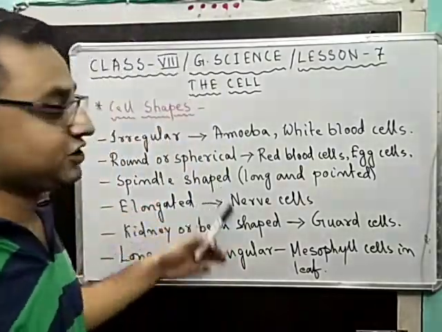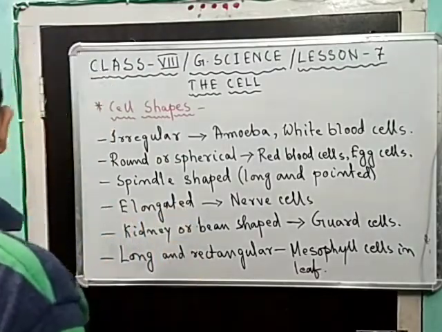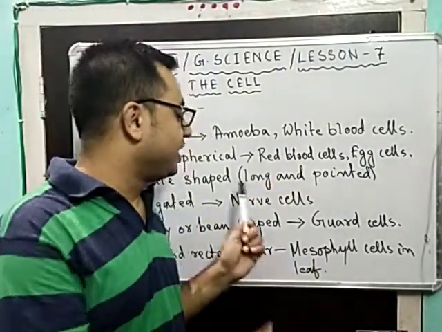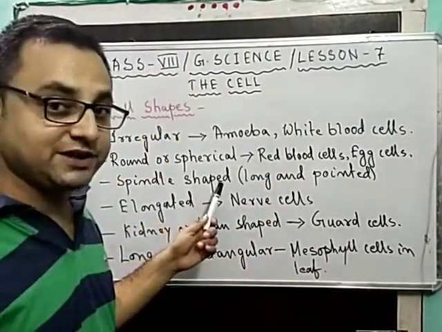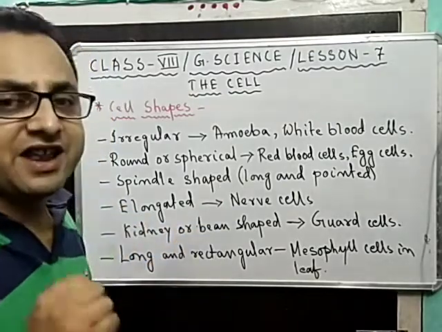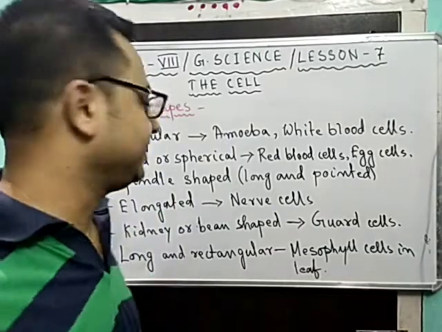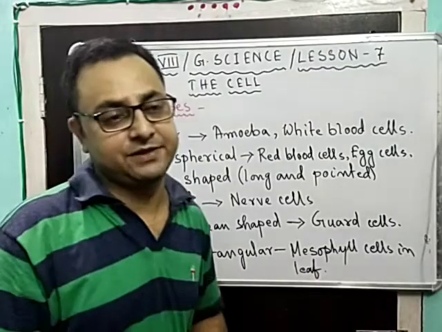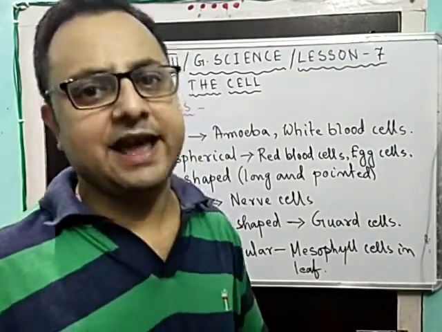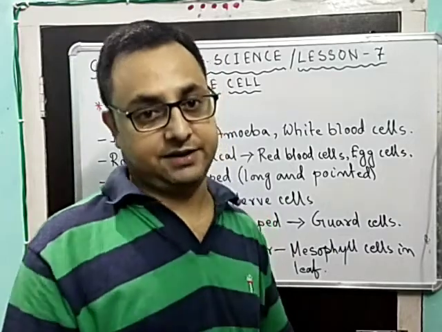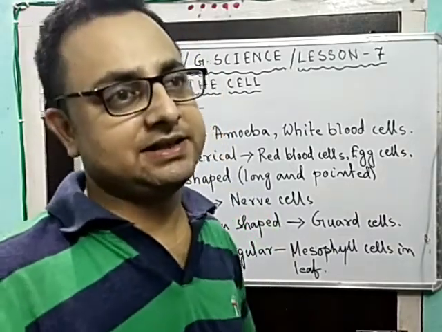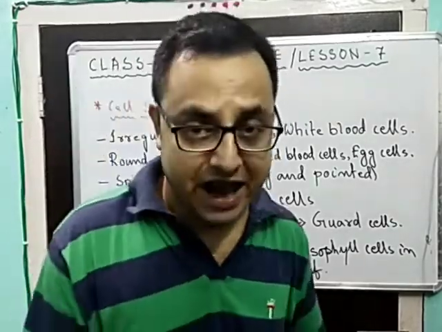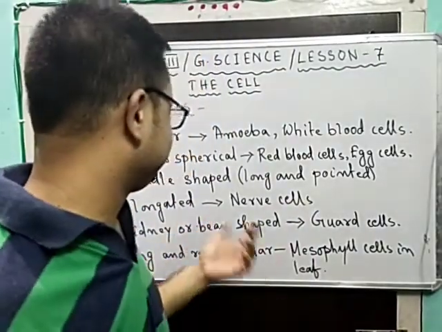Coming next is the spindle shape. By spindle shape, we understand cells that are long and pointed, something which looks like a knife. This type of cell can be seen in the muscles of a living organism. If we take our muscle cells, we will find that the structures are arranged in such a way that they appear just like a knife. So this is what we call the spindle shape.